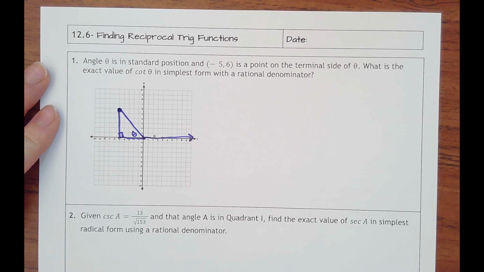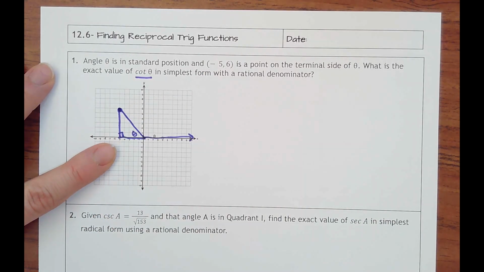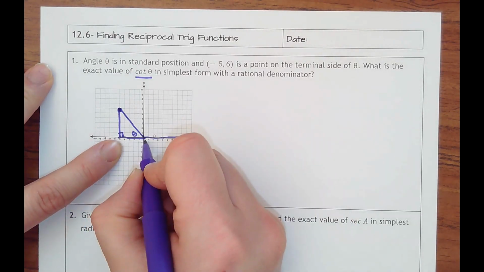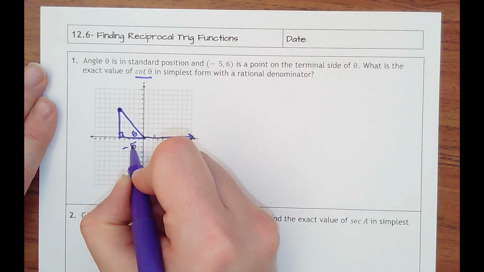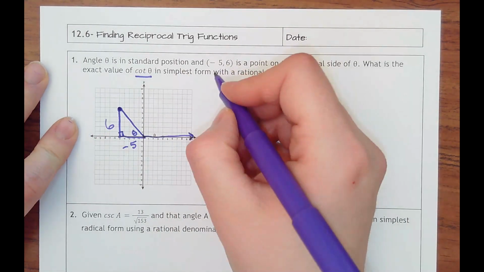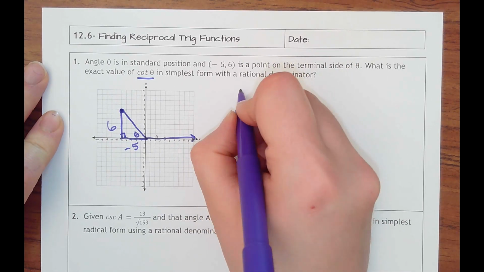We've got to find cotangent of theta. And then from this angle, let's see. So we went back 5. So I'm going to say this leg's -5. This height is 6. Cotangent actually does not need the hypotenuse, so I won't have to do the Pythagorean theorem on this. Think of tangent.